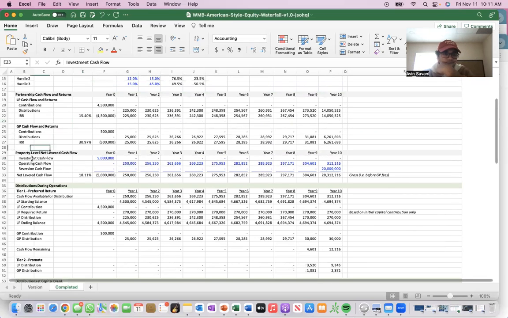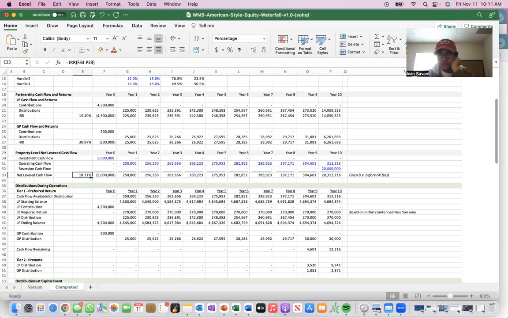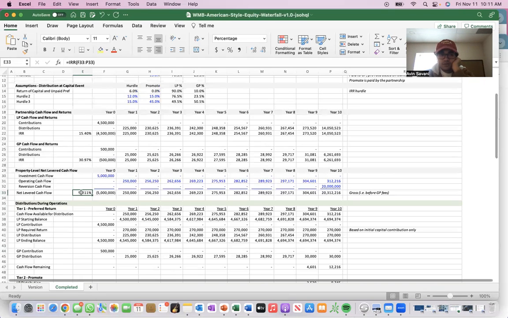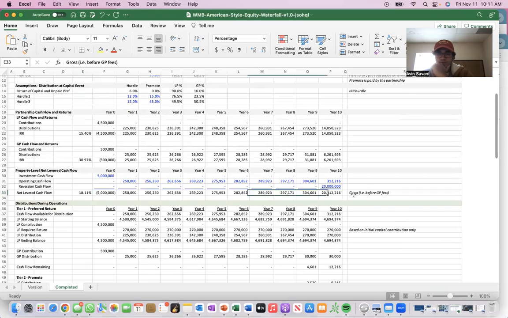So this is pretty simple. You have your property level net levered cash flows, your investment cash flows, operating cash flows, and reversion cash flows. So that is what you want to look at. This 18.11% is the property level internal rate of return. So I think they're basing all of the distributions off of this 18.11%. This is also seen in the comments here before the GP fees.